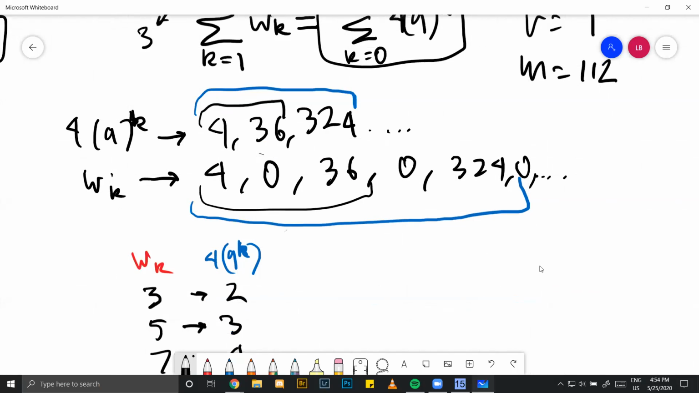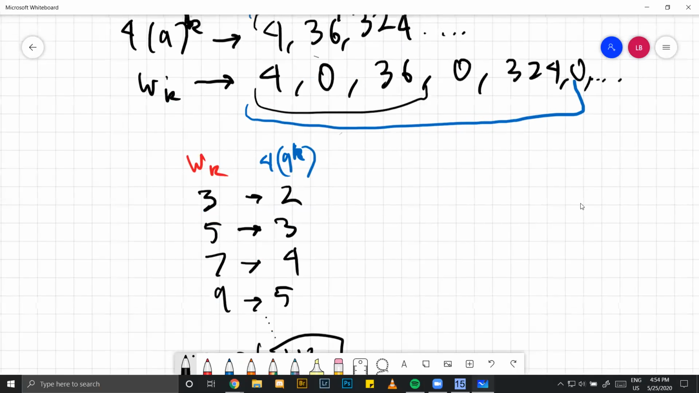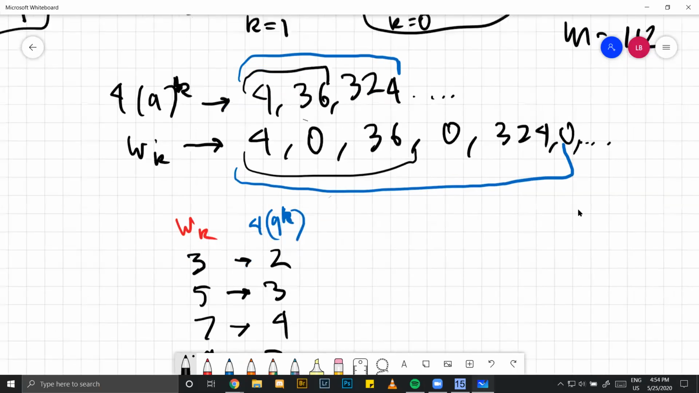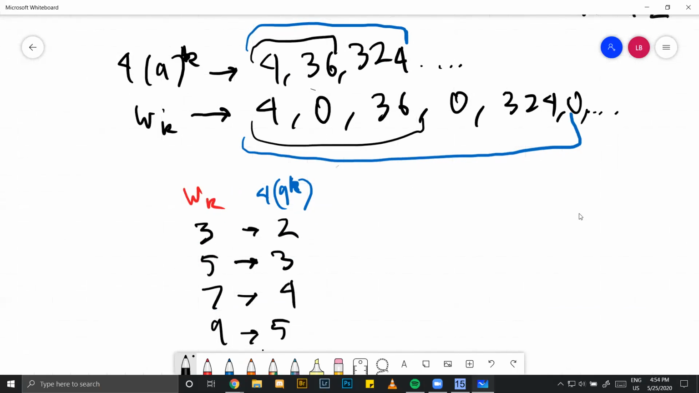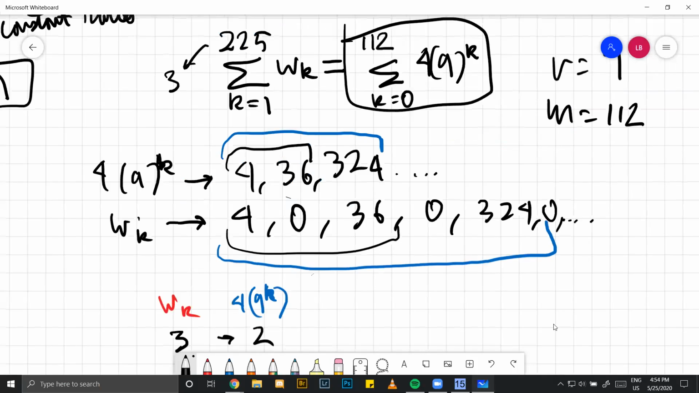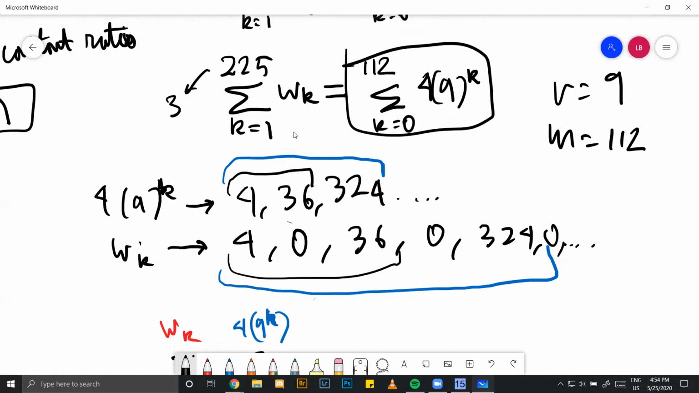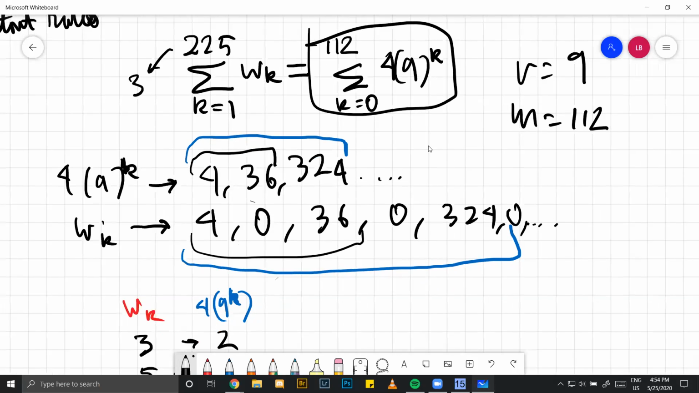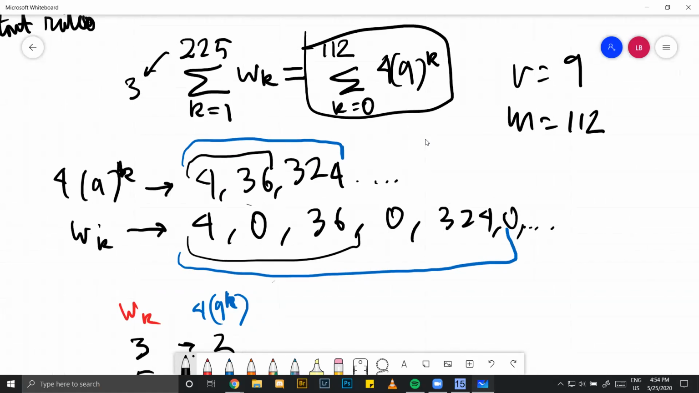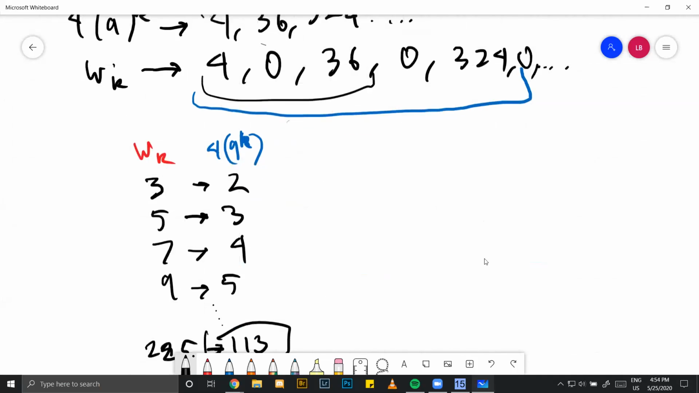Okay, so I'm only looking at how many numbers I want to add up. And this little something over here tells me I want to add up 225 numbers. I need to add the first term, second term, third term, fourth term, fifth term, all the way to the 225th term. I want to add up 225 numbers.